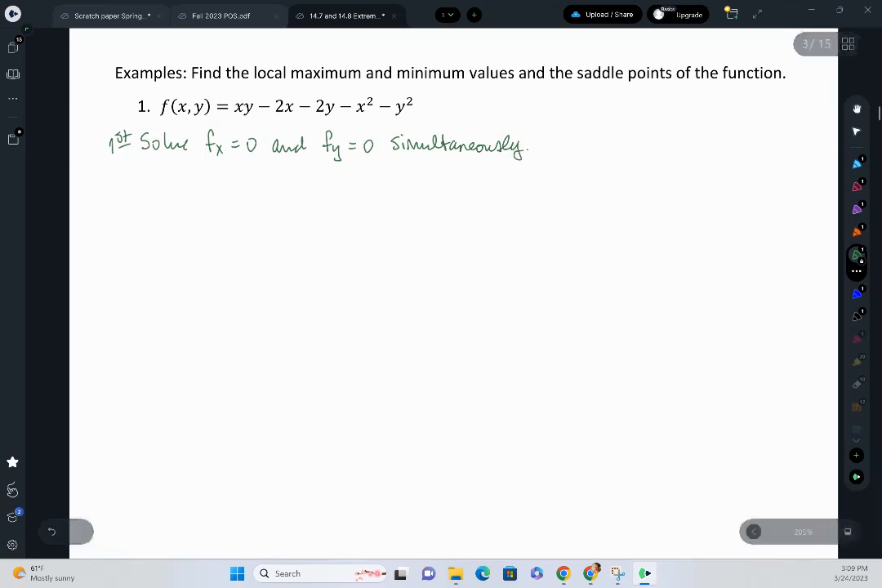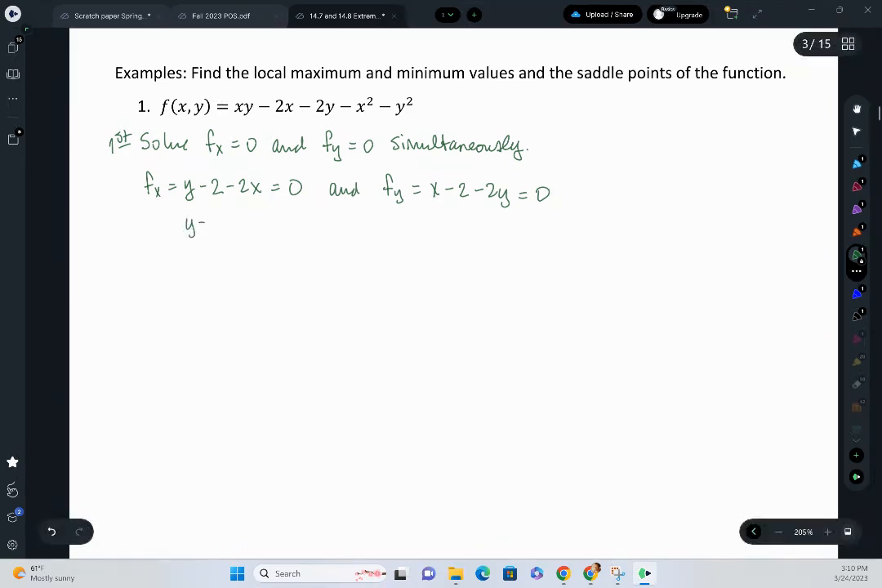Okay, so that means I have to calculate f sub x. F sub x will be equal to y minus 2 minus 2x. I'm going to set that equal to 0. And f sub y will be equal to x minus 2 minus 2y, and that will also be equal to 0. Okay, I could solve for y in the first equation and substitute it into the second equation.